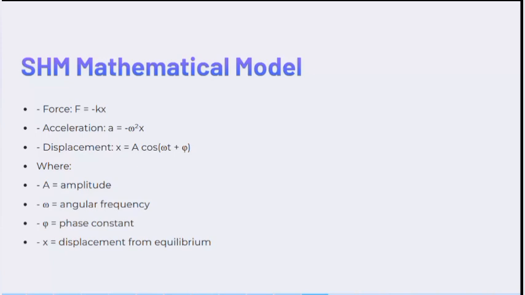Another formula that is used in calculation in simple harmonic motion is the formula for acceleration, and the acceleration formula is given as a is equal to minus w squared x. a is equal to minus w squared x.